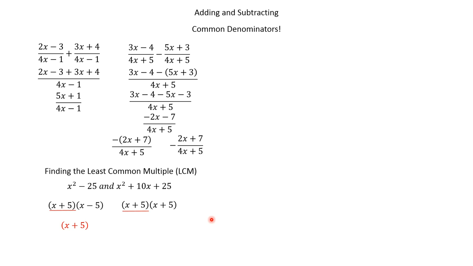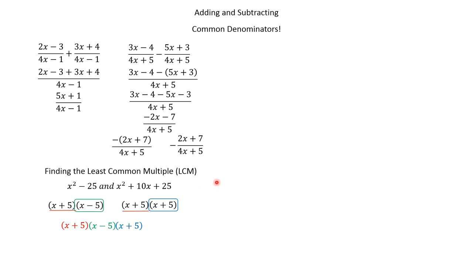And then, once we have everything they have in common, we need everything else. So, we have the x plus 5 already. We need an x minus 5, so we get an x minus 5. Over here, we have this x plus 5. We need another x plus 5. So we get that down there. So x plus 5 times x minus 5 times x plus 5 is the least common multiple between these guys. If these two things were denominators, this would be the least common denominator.